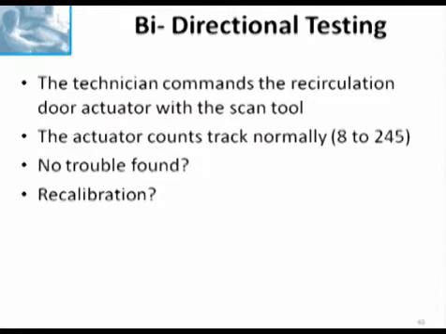So we're going to use our scan tool to test this thing bidirectionally, and the technician grabs the scan tool and commands the recirculation door actuator from its lowest extreme to its highest extreme, and he watches the data pin, and the counts track normally, 8 at the lowest to about 245 at the highest. Now this is within reasonable values, and as he moves the motor back and forth through its range of motion, it functions normally. At this point the problem is not occurring right now. Now the problem might be heat sensitive.